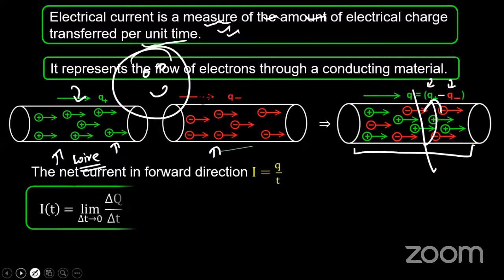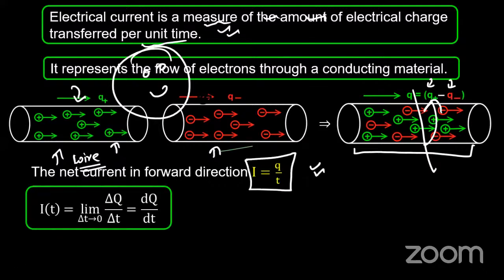So if you see the current equation, remember it is now given with this formula. This is the simple one, Jency has already texted this. This is the simplest formula for the net current in the forward direction. ठीक है, net current in the forward direction is given as charge upon time.